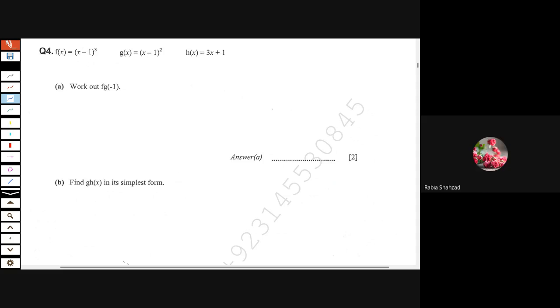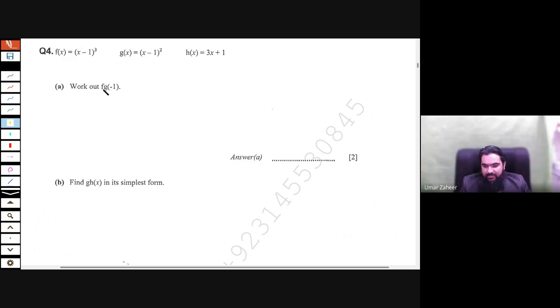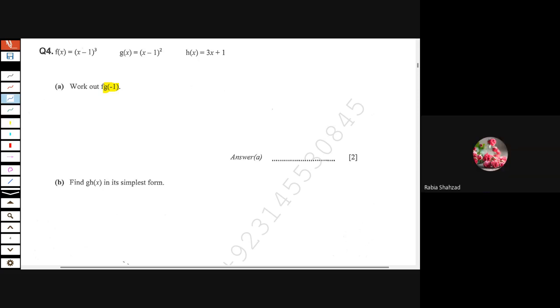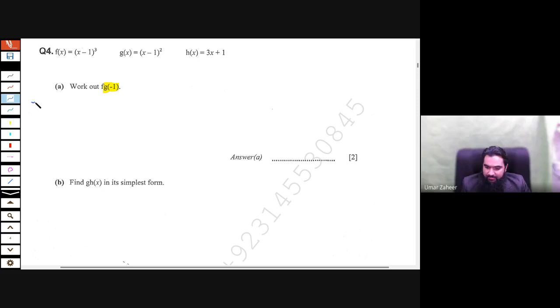Sir, we'll substitute. We have function of g. We have to find f of g of minus 1. No, sir, we'll find g of minus 1 first. We will find it, g of minus 1.